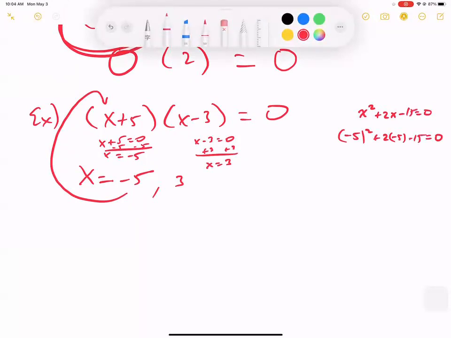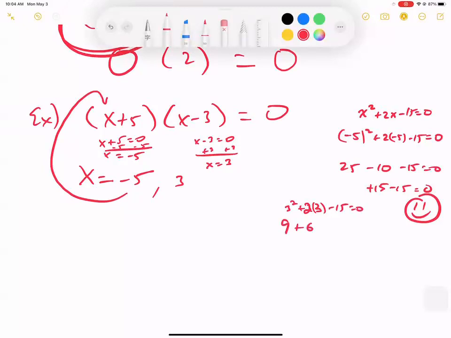Okay, this is going to be 25 minus 10 minus 15 is equal to 0. And that's positive 15 minus 15 is, oh, hey, it worked. If I use the number 3: 3 squared plus 2 times 3 minus 15 is equal to 0. Is that true too? 9 plus 6 minus 15 is equal to 0. 15 minus 15 is equal to 0 because 9 plus 6 is 15. We solved it, both these numbers work.